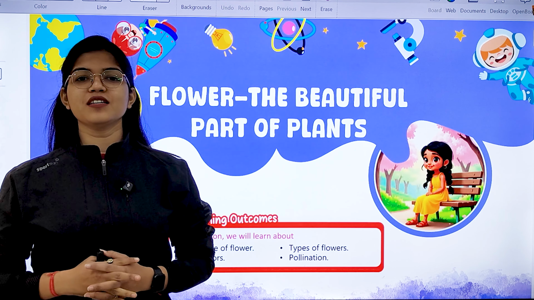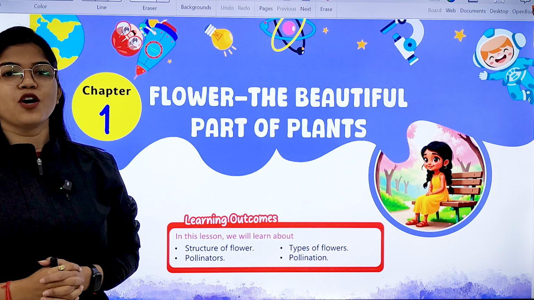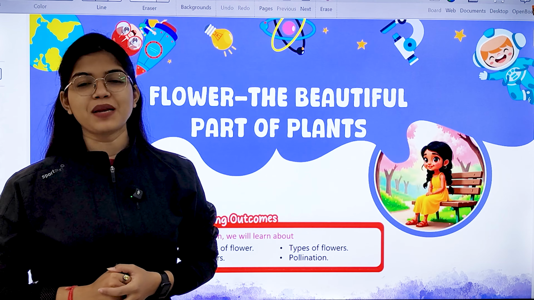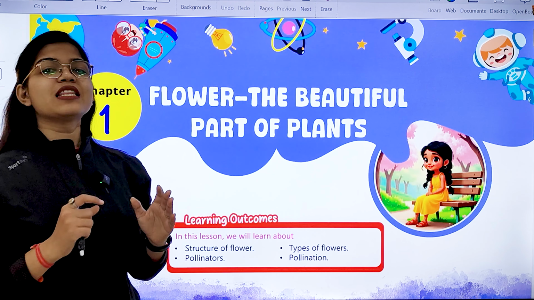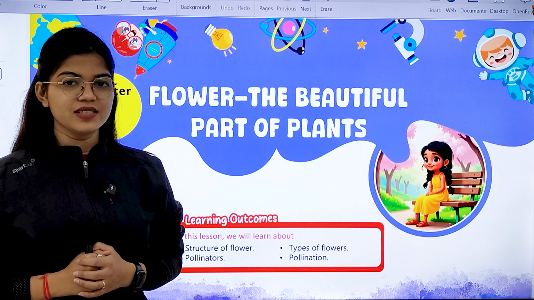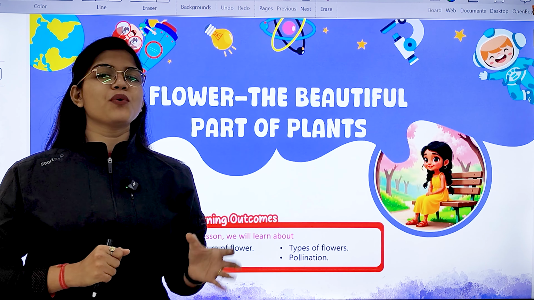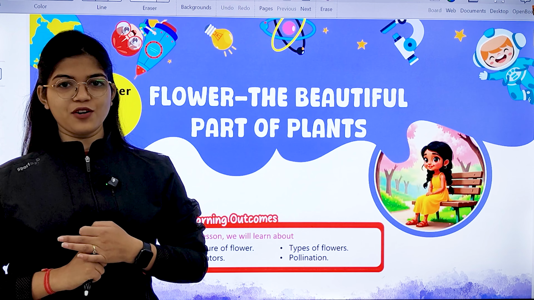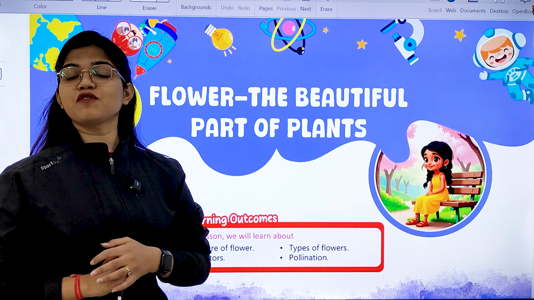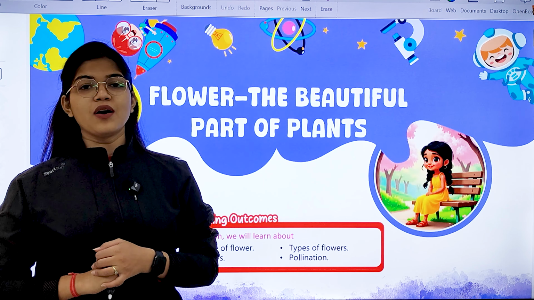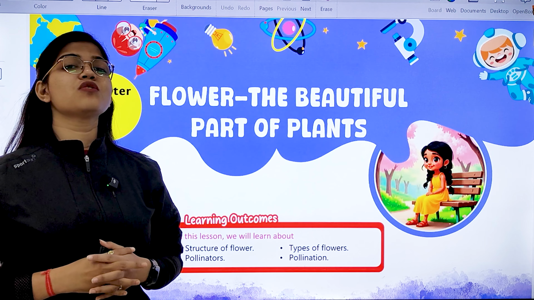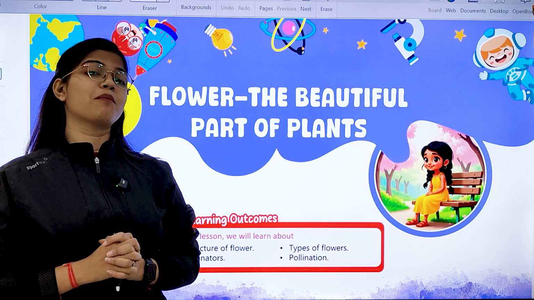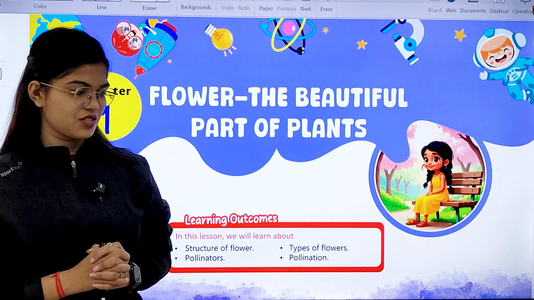Today, students, we are here to explore the very first chapter of class 5th science, that is about flower, the beautiful part of plants. In this session today, we are going to learn and explore the beautiful, wonderful, bright, and also the reproductive part of the plant, the very important part of the plant known as flower. What special features do the flowers have which make them the reproductive part of the plant, that we are going to learn in this chapter.